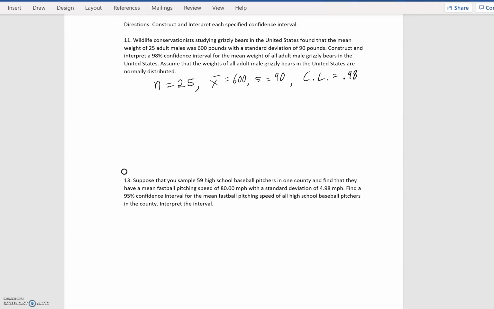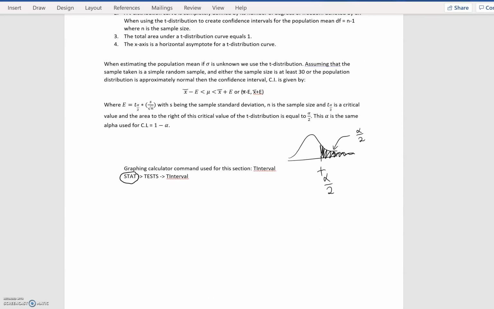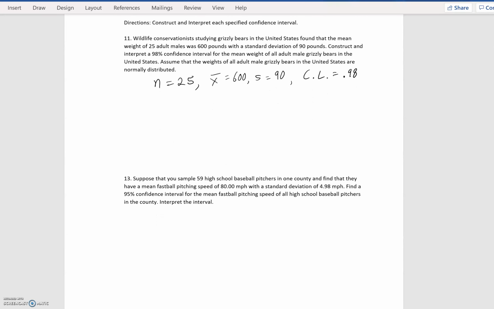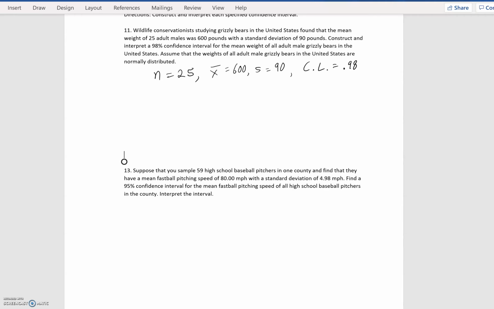In order to use the t-interval command, at least one of two hypotheses has to be satisfied. Let me scroll back up. Assuming that the sample taken is a simple random sample, and either the sample size is at least 30 or the population distribution is approximately normal, then the confidence interval is given by the following. In this problem, number 11, you are told that the weights of all adult male grizzly bears are normally distributed. So we may use the t-interval command.